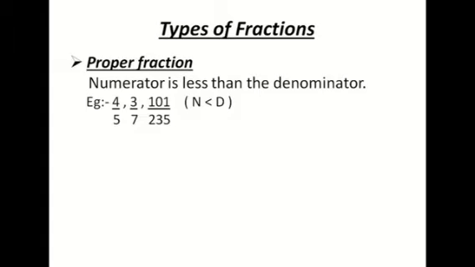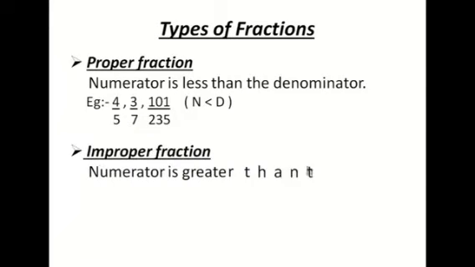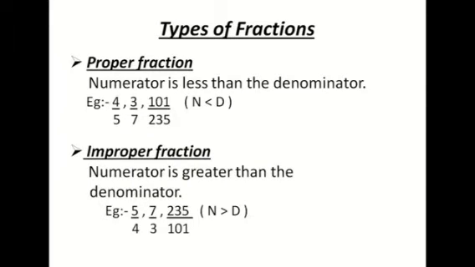Then what will be the improper? Just the opposite. For an improper fraction, the numerator is greater than the denominator. Look at the example here, 5/4. 5 is greater than 4. So that means the numerator is greater than the denominator. Here 7/3, 235/101. All these are improper fractions.